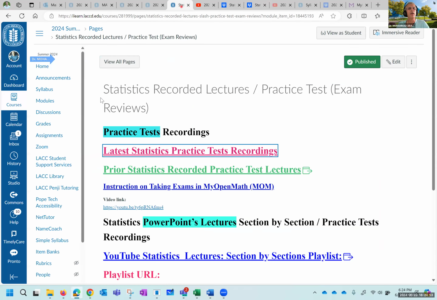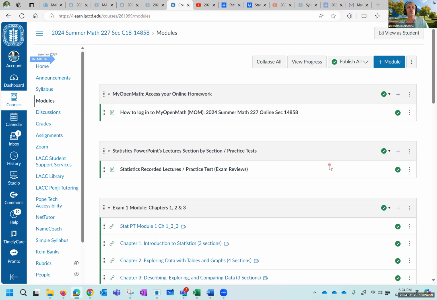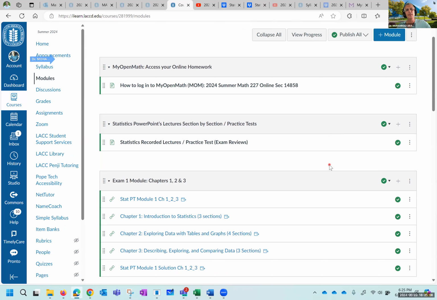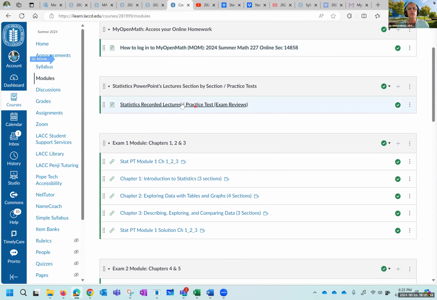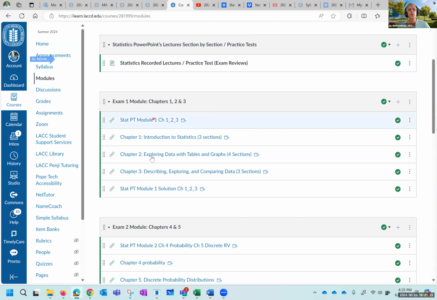So the bottom line is you want to make sure a few days before the exam, you have enough time to watch all those 3 practice tests step by step to put everything together and get ready for the exam. So again, the top one is my open map. The next one is where you find the PowerPoints for practice tests as well as lectures. For now, just be concerned with exam 1 module. These are all found under Canvas. All of your assignments, with the exception of a discussion forum, is done in MOM or my open map.